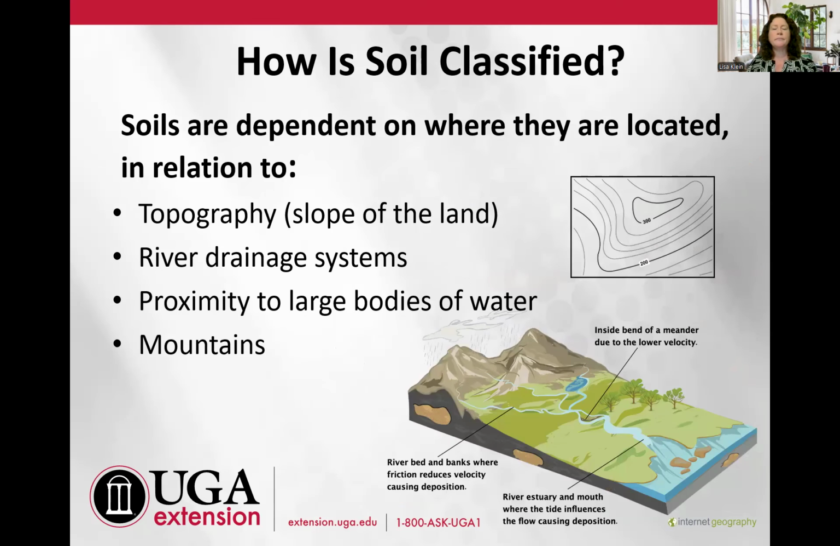So soils depend on where they're located: topography or the slope of the land, river drainage systems, proximity to large bodies of water, mountains, things like that. It's usually down to water. Water is going to cause that erosion, the soils will settle out, and you'll get silts and sediments and things like that to mix, and that's where a lot of those nutrients are.